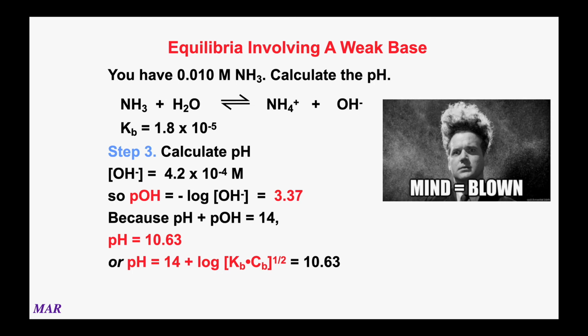It may not seem that 14 plus log square root Kb times Cb is quick and dirty, I understand completely, but it keeps you from doing an ice table, it keeps you from doing the quadratic, which only gives you hydroxide, and then you have to translate hydroxide to pH somehow. This is like a one stop kind of thing, and I like it personally, but again, whatever you do is cool.